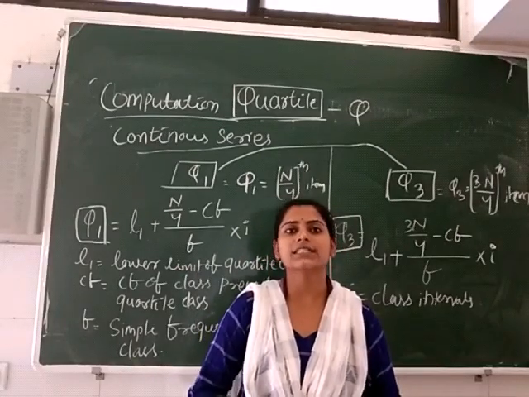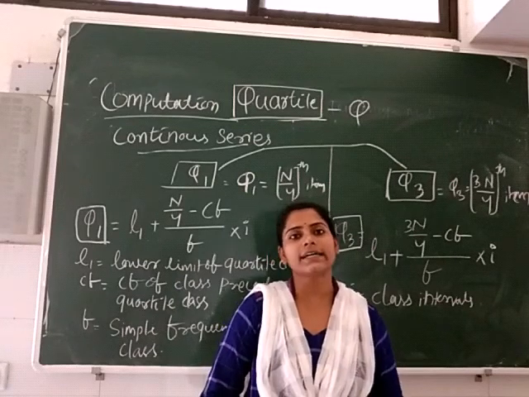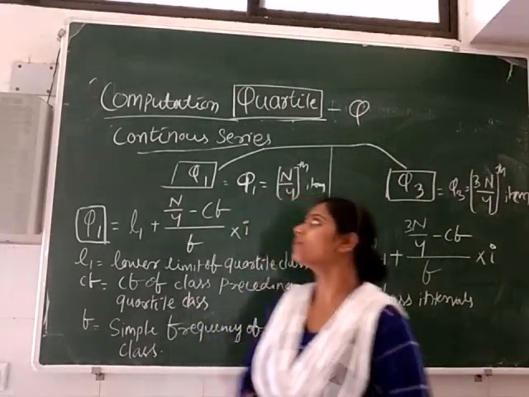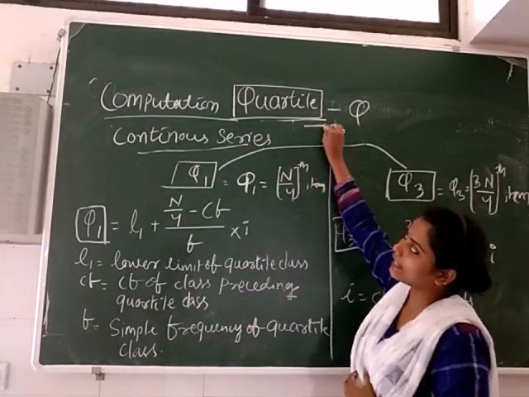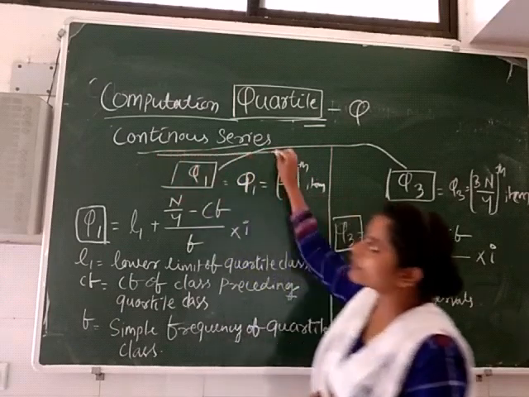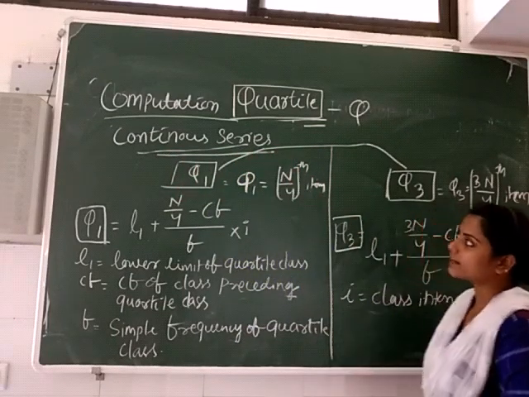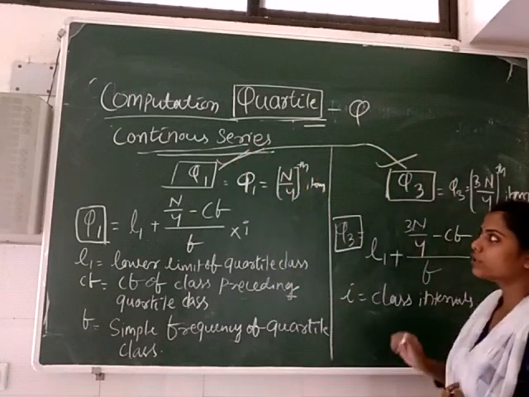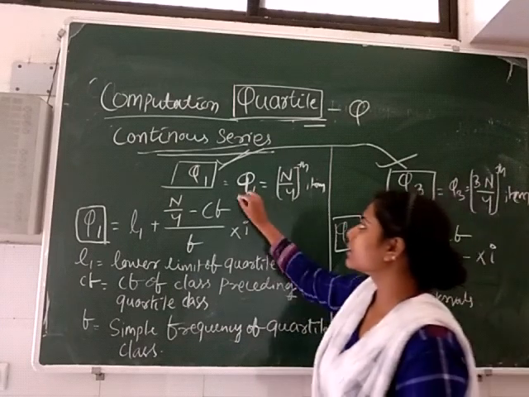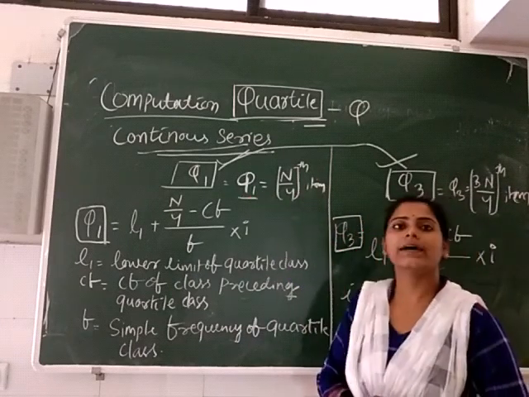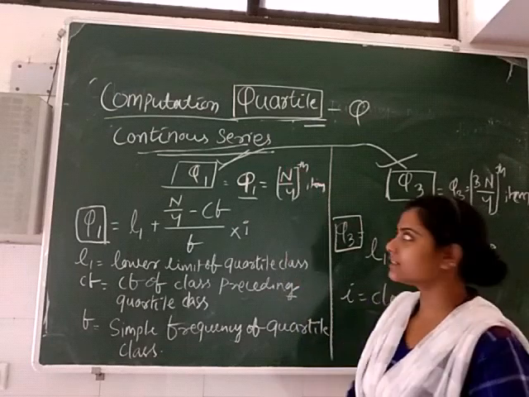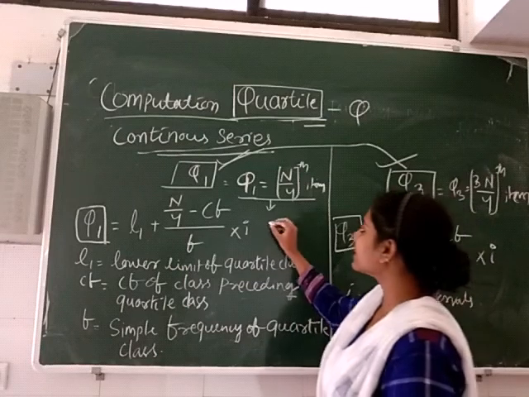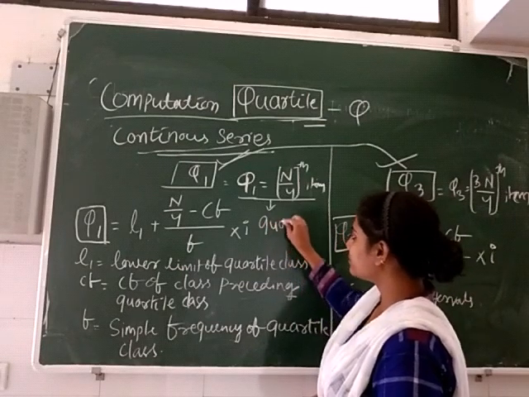In previous classes, we discussed the computation of quartile under individual series and discrete series. In these classes, we will continue our chapter, that is quartile, and compute the quartile under continuous series. So here we can calculate quartile as lower quartile and upper quartile. First we calculate Q1, and the formula will be the n by 4th item in case of continuous series. First we compute this, and after computing this we get the quartile class.